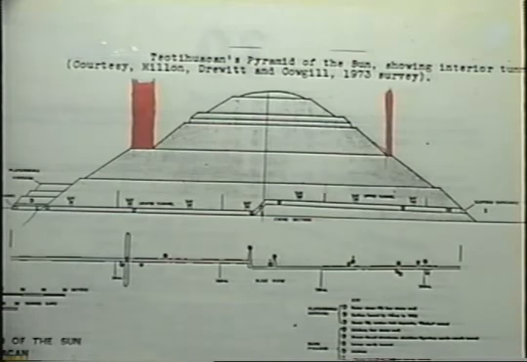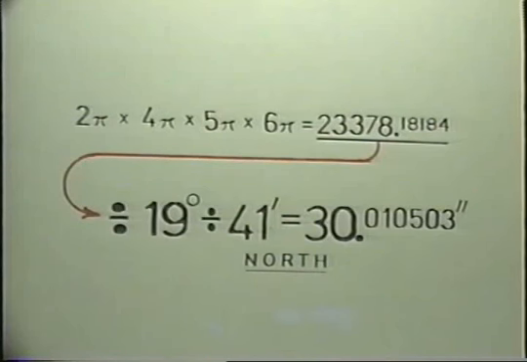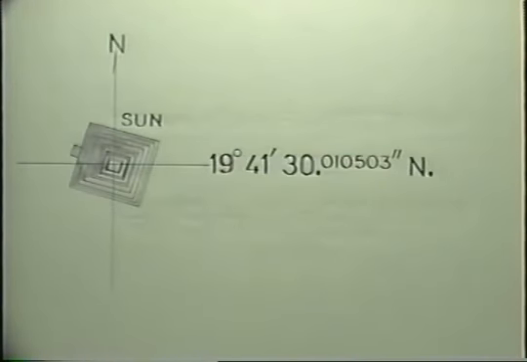These present a simple pi multiplex. Resulting in the value of 23,378.18184, a number which exactly encodes the sun's latitude upon the earth. 19 degrees, 41 minutes, and 30.0105 seconds north, dead center on the pyramid. Notice, dead center on the pyramid, not on its summit. And the sun finally speaks.